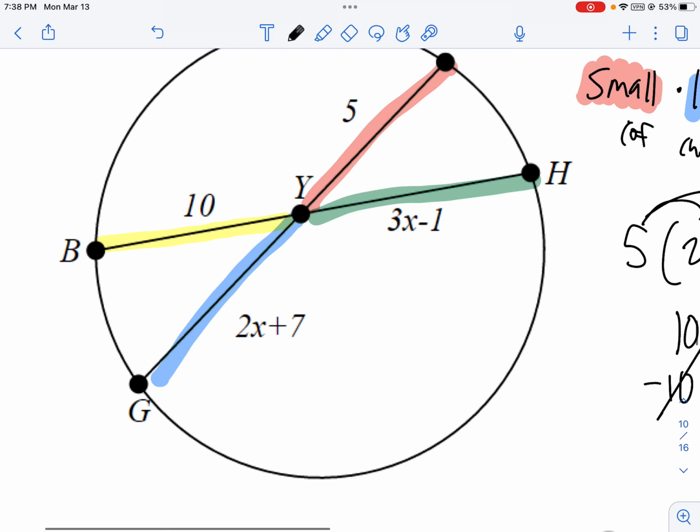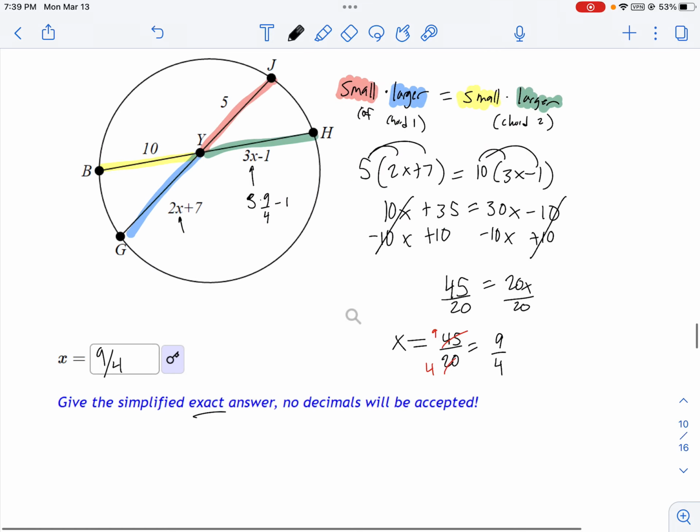You just have to do one last double check. If you plug in 9/4 to your x's, are you going to get back negative lengths? No, not in this case, you won't. 3 times a positive number, specifically 9/4, that's a number larger than 1. If you subtract 1 from a number larger than 1, it ain't negative. You're good to go. Adding a number to a positive number, that's not going to make it negative either. You're good to go.